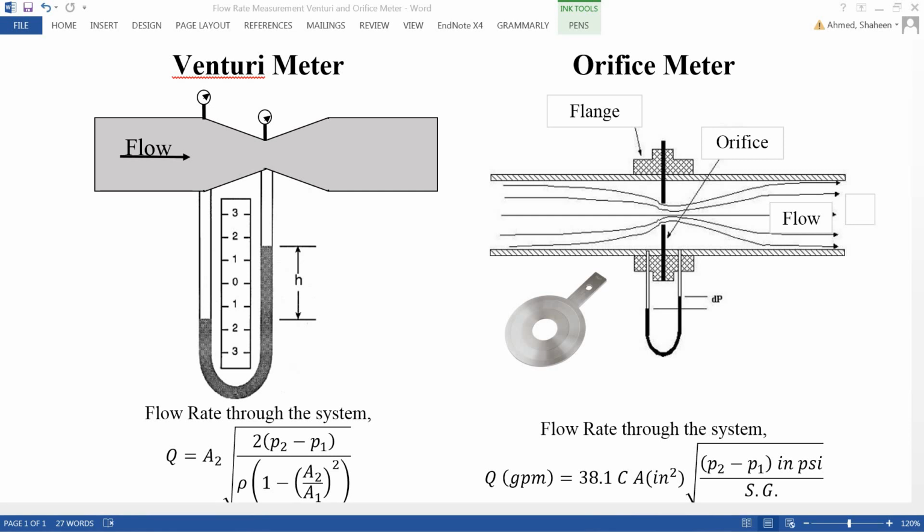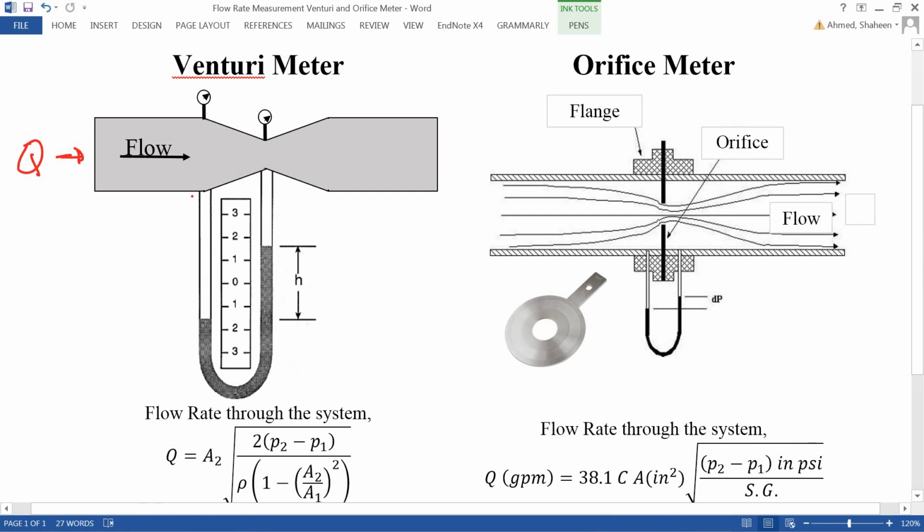Venturi meter. This is another way of measuring flow. As we have discussed before, measuring flow is not easy like the horsepower. So it is typically measured indirectly. So flow rate Q is not easy to measure directly in a system.